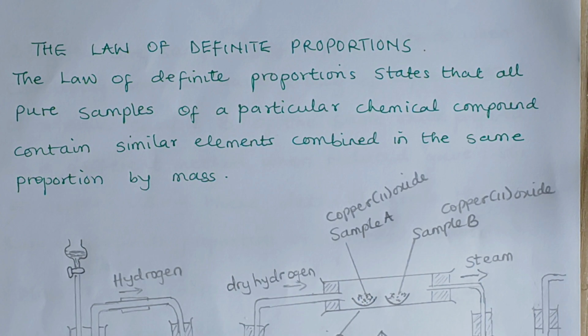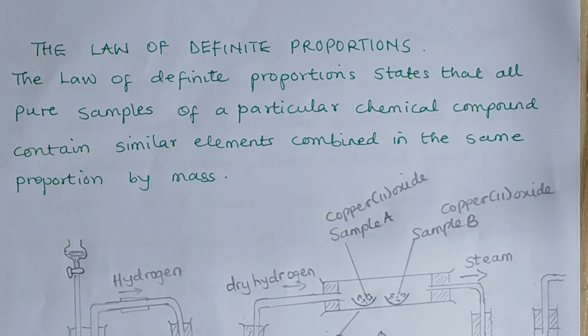The law of constant composition is also known as definite proportion. The law of definite proportion states that all pure samples of a particular chemical compound contain similar elements. That is, provided the samples are pure and in any location, they all contain similar elements combined in the same proportion by mass. Please take time to study this.